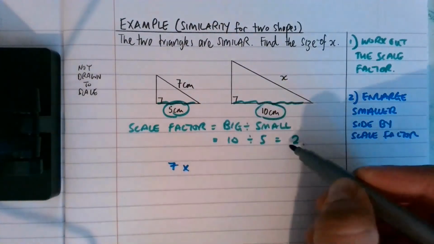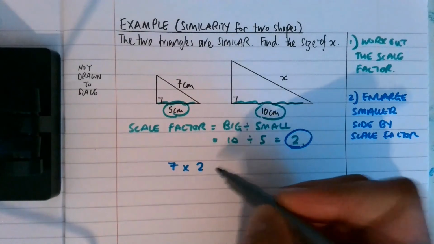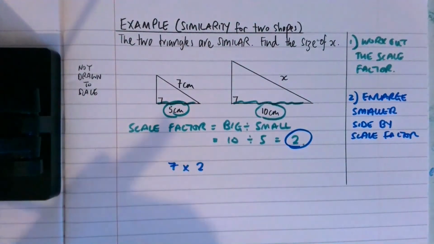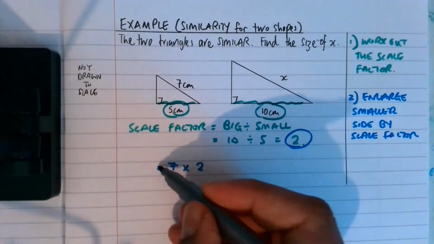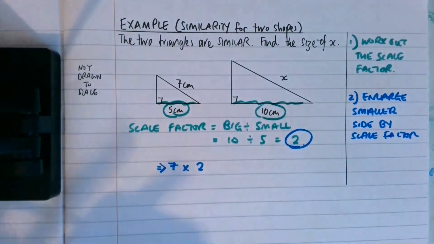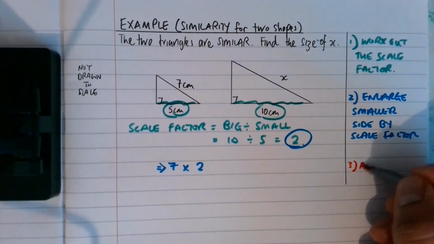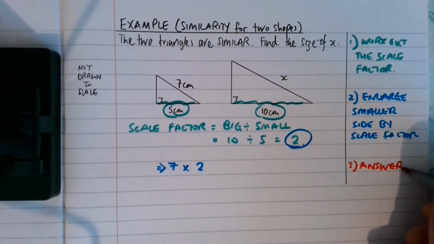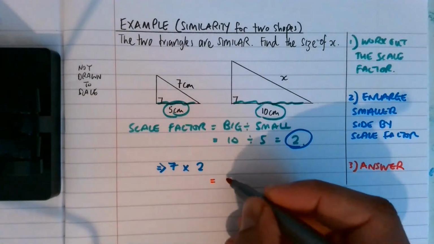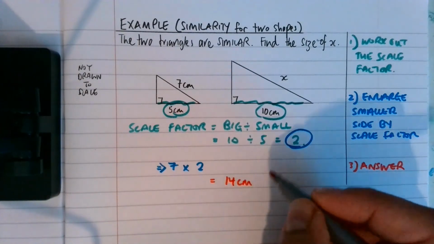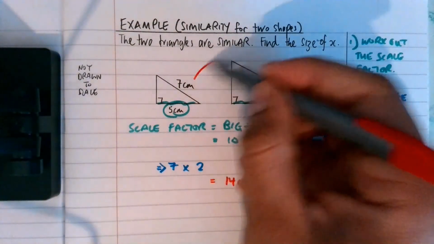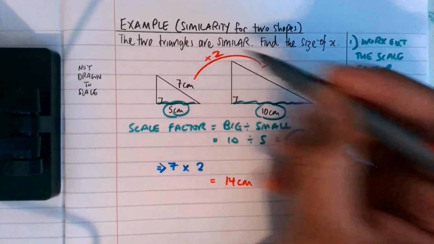So I'm going to write the sum down, which is what you should be doing. You should be showing full workings out. So it's going to be 7 times by the scale factor, which is 2. Alright, so that's the second step. And then the last step is obviously to write the answer clearly. Again, we split these up so that in exams we are improving our chances of getting all the marks.